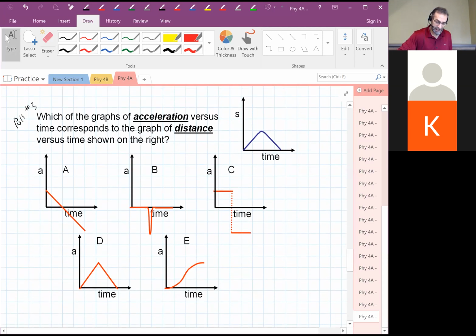Let's do one more. Now we're going to take this position versus time graph and figure out the acceleration versus time. And I will launch a poll here for you. Given that position versus time graph, find the corresponding acceleration versus time.